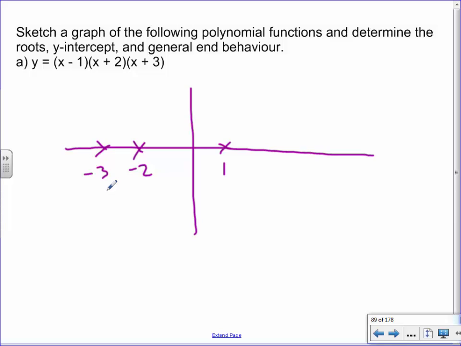What's the y-intercept going to be? How'd you get that? You're right. How'd you get that?